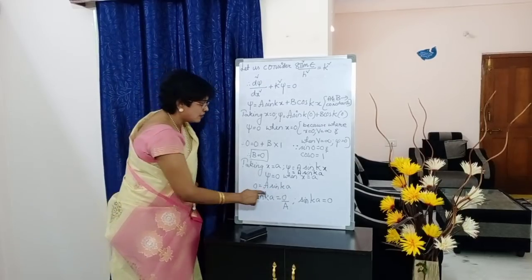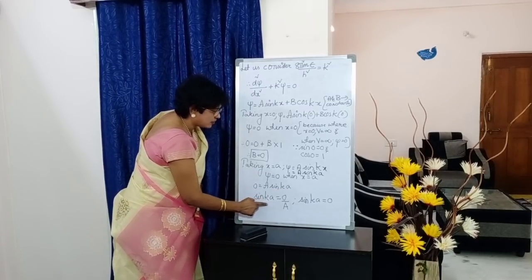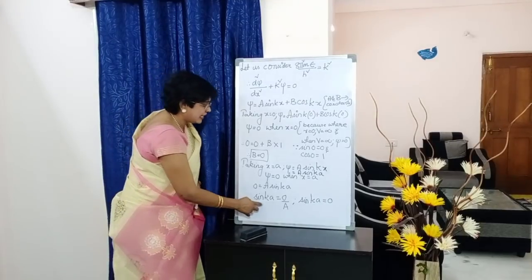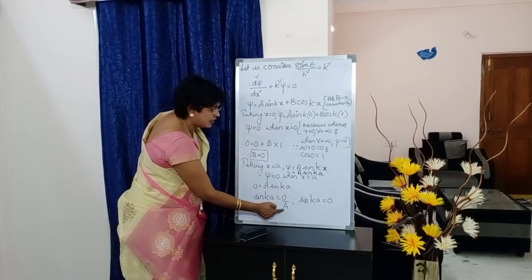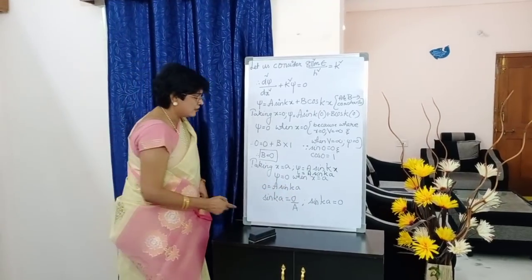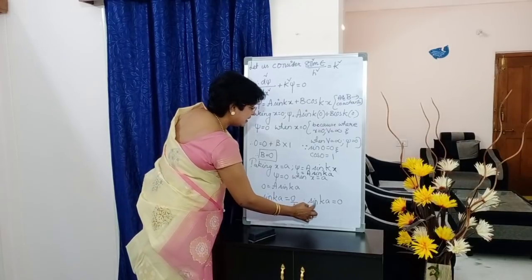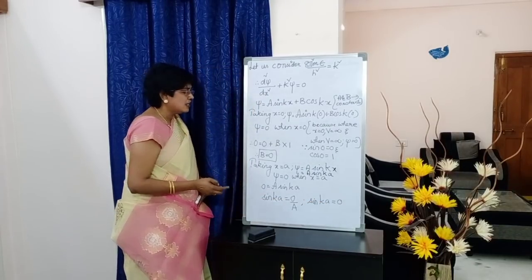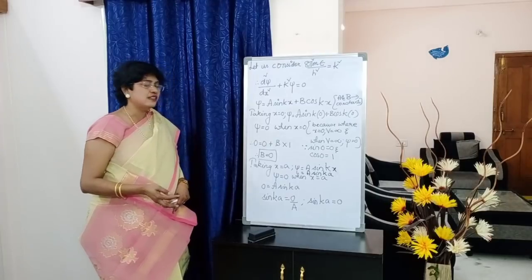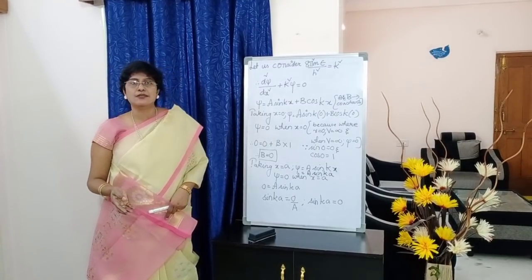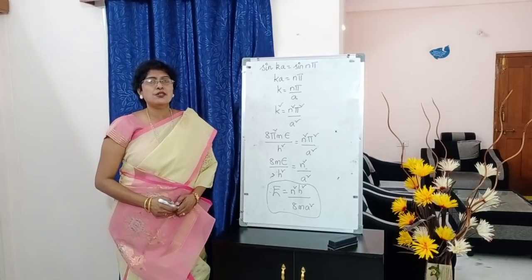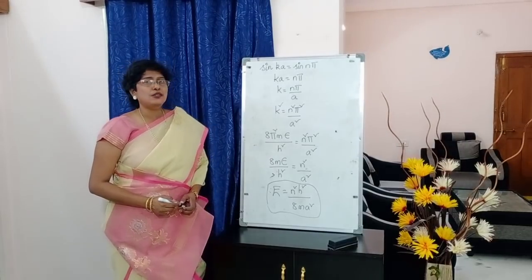Now, sin ka, bring it to the left side. Sin ka is equal to 0 by A. So, A will go to the denominator. Therefore, sin ka value will be equal to 0. 0 by anything is 0. Hence, sin ka will be equal to 0. So, students, sin ka value is equal to 0.